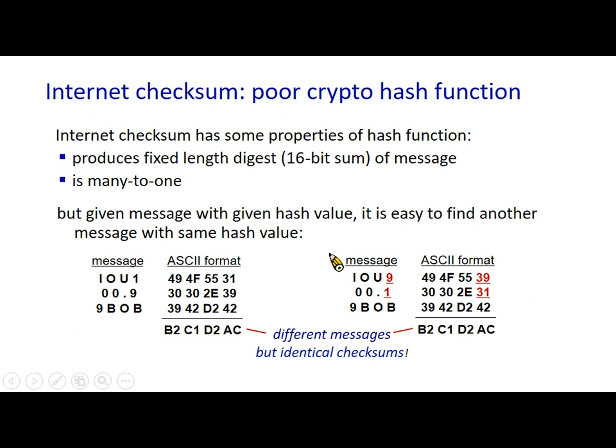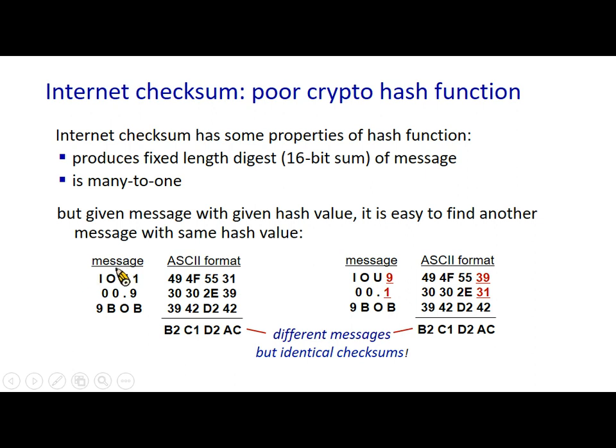Now, the Internet checksum is not a cryptographic hash function. The Internet checksum has some properties of a hash function. It produces a fixed-length digest, a 16-bit sum of the message, and it is many-to-1. But given a message and its hash value, it's very easy to find another message with the same hash value.